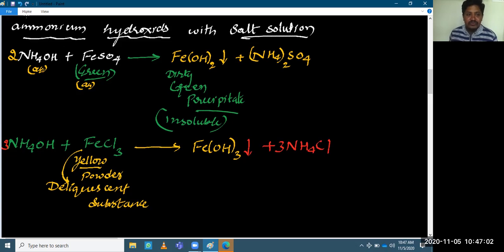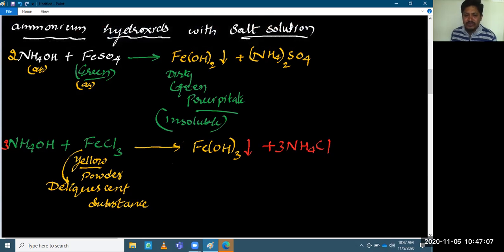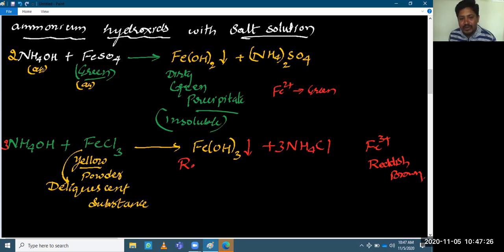Okay, what is the observation? What's your observation during this reaction? Very simple observation. Fe2+ ions form a green color, whereas Fe3+ ions form a reddish brown color, not dirty actually, reddish brown. So here we will get a reddish brown precipitate. That means a precipitate of Fe(OH)3 we get. So this is the point.